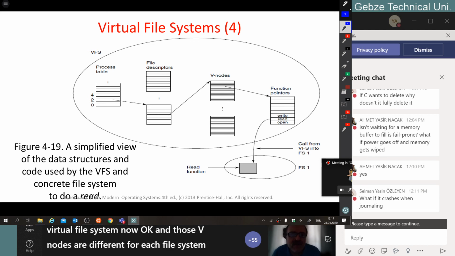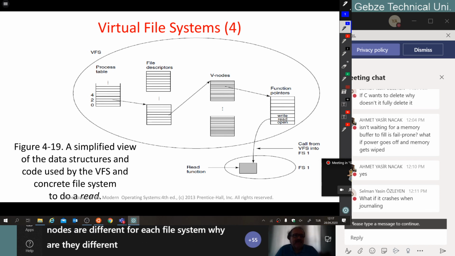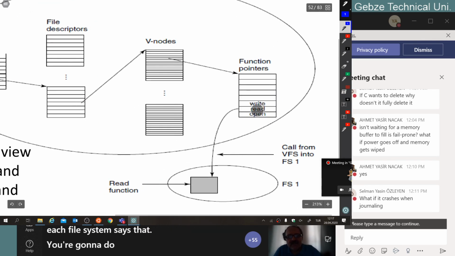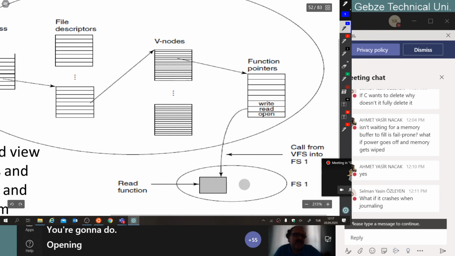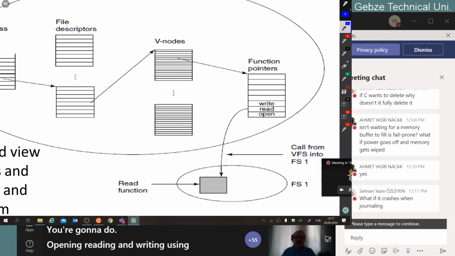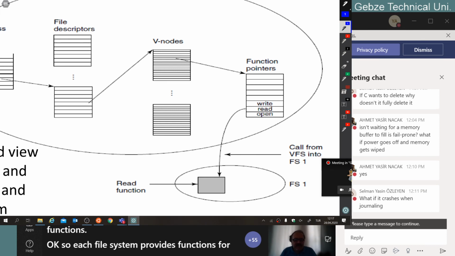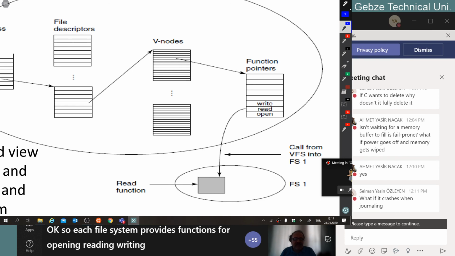Why are they different? Because they keep a pointer to a function table. This is like virtual functions of C++, polymorphism. So each file system says that you are going to do opening, reading, and writing using these functions. Each file system provides functions for opening, reading, writing, and appending when they are mounted to the system.